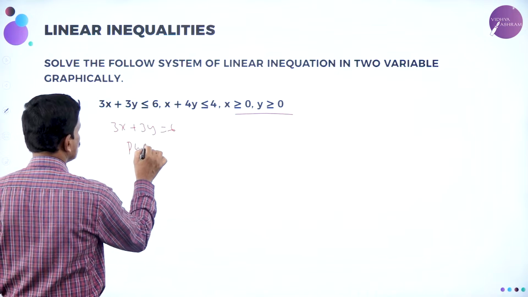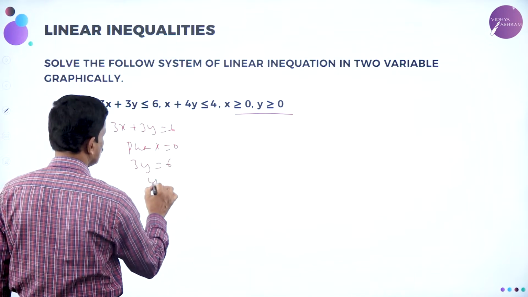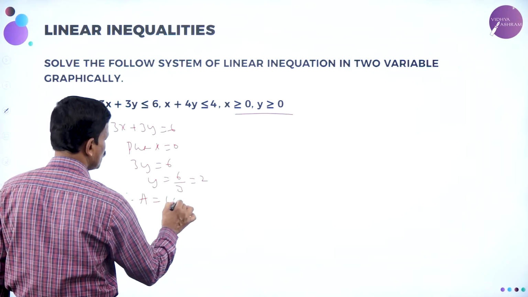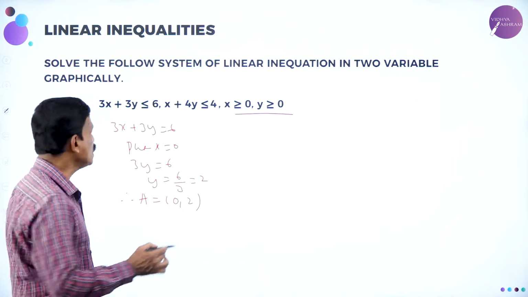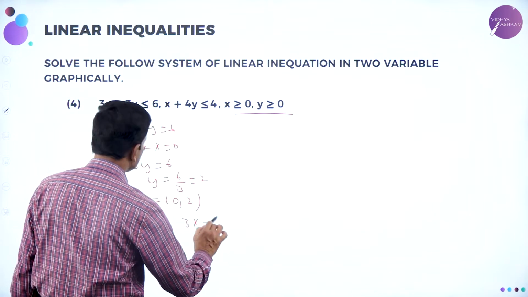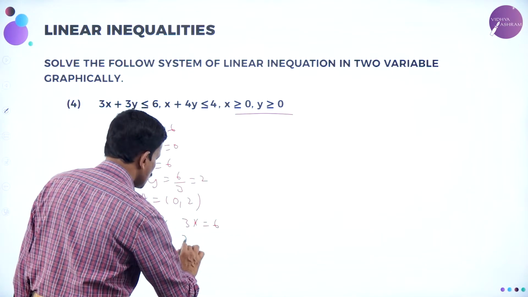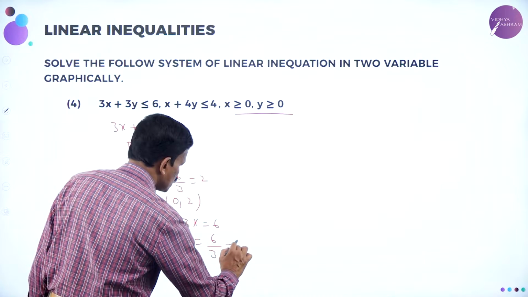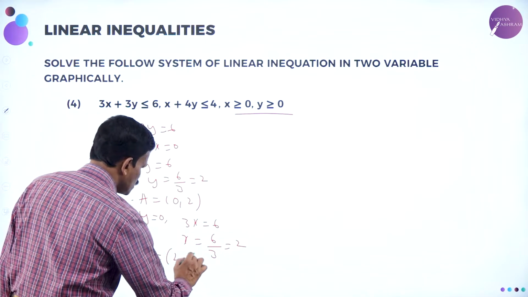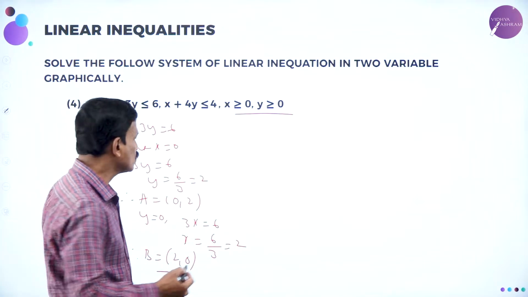That is 3x plus 3y is equal to 6. Now, if you put x is equal to 0, then what will you get? 3y is equal to 6, y is equal to 6 by 3, which is 2. The first point we get is A (0, 2). Similarly, put y is equal to 0: 3x is equal to 6, x is equal to 6 by 3, that's also 2. So the other point B is (2, 0). The first point A (0, 2) and second point B (2, 0).